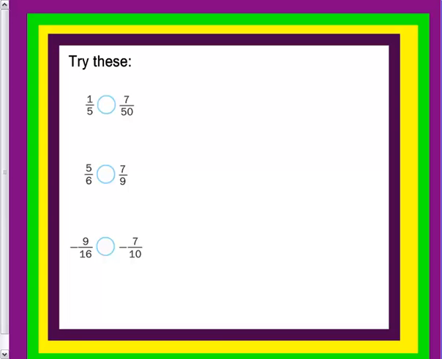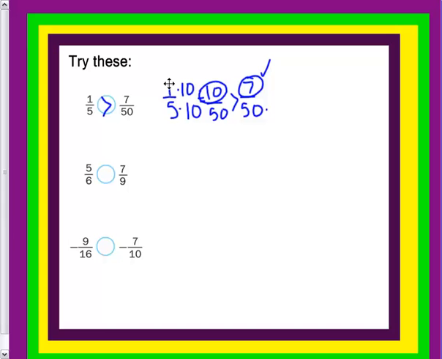So we have 1/5 and 7/50. I know that their LCD, their lowest common denominator, is 50 because they both go into 50. So this one we can keep the same. But this 1/5 we need to make into 50. So you multiply the top and bottom by 10, giving you 10 over 50. So now that the denominators are the same, you just look at the numerators, 10 and 7. We know that 10 is greater than 7, so 10/50 or 1/5 is greater than 7/50.